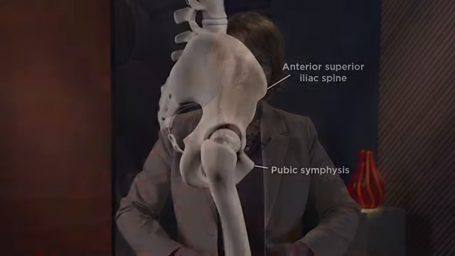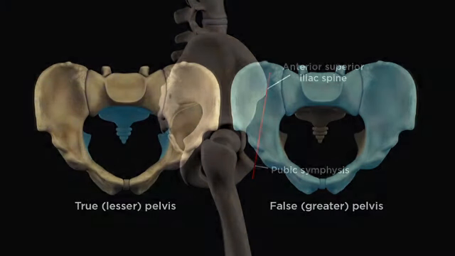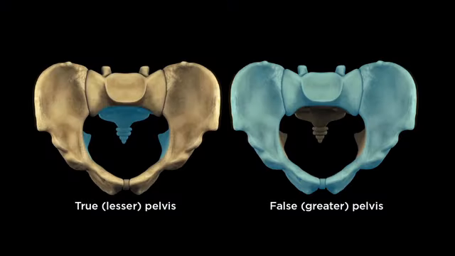The pelvis doesn't sit in us like a bowl. It's angled forward so that the anterior superior iliac spines and pubic symphysis are roughly in the same vertical plane. Also, if you've heard of the false pelvis and true pelvis, that distinction is between the area above the pelvic brim and below the pelvic brim.